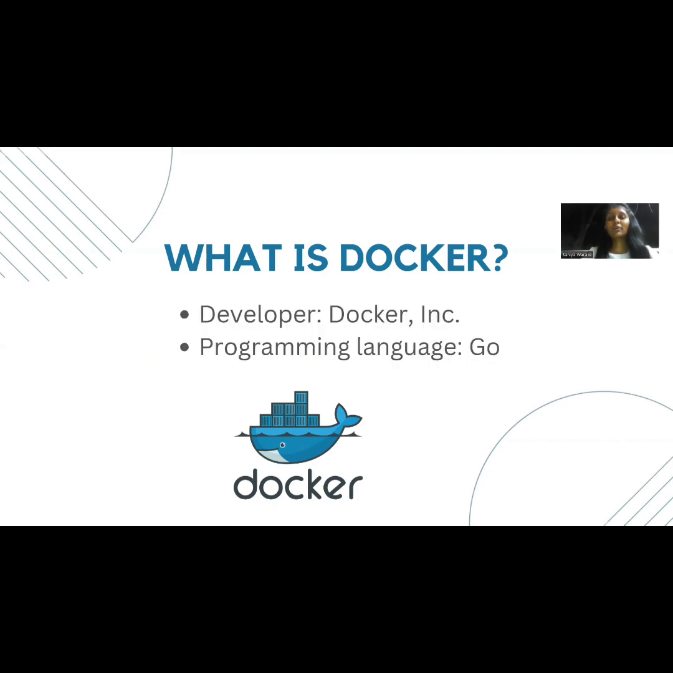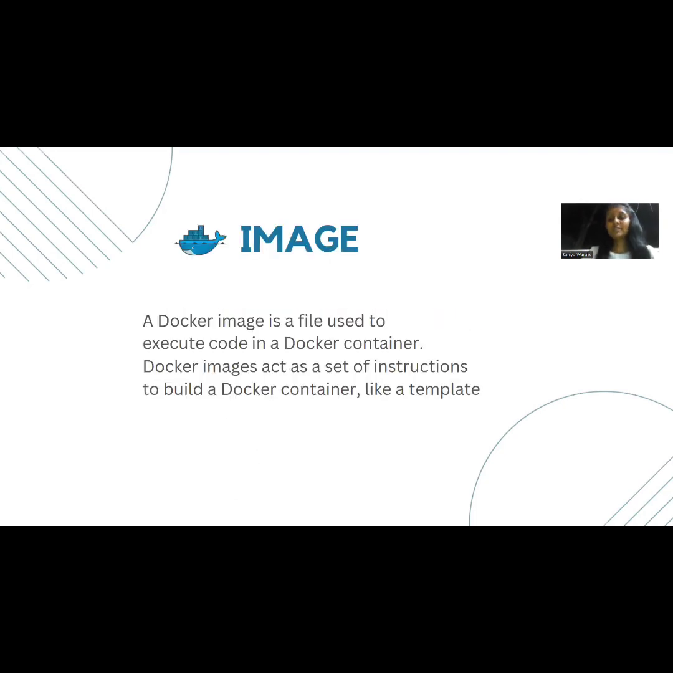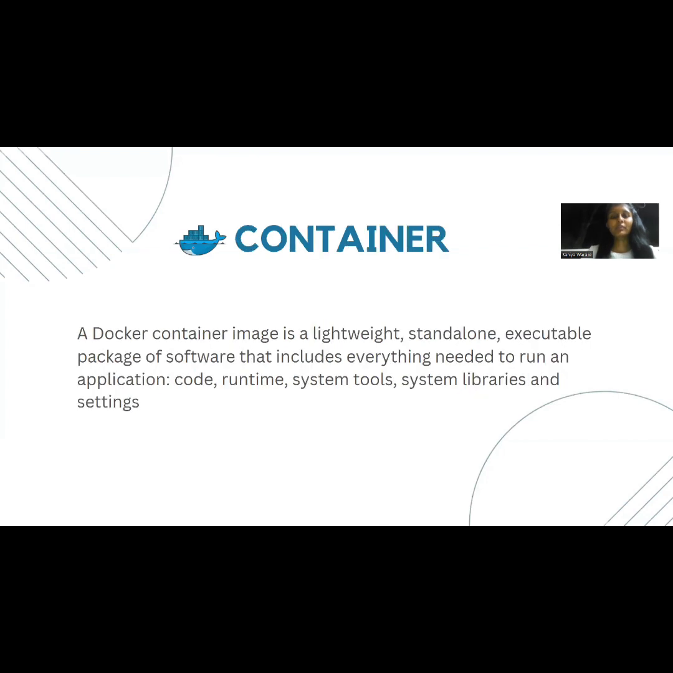So this is something about Docker. The developer of Docker is Docker Incorporation, and the programming language used is Golang, which is the Google Golang programming language. Let's see some basic things. So, image. A Docker image is a file used to execute code in a Docker container. A Docker image acts as a set of instructions to build a Docker container, like a template. A container, or Docker container image, is a lightweight, standalone, and executable package of software that includes everything needed to run an application: code, runtime, system tools, system libraries, and settings.